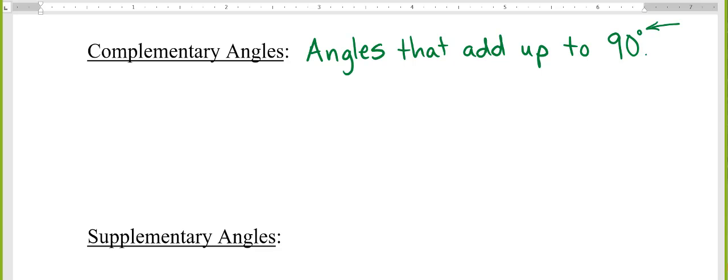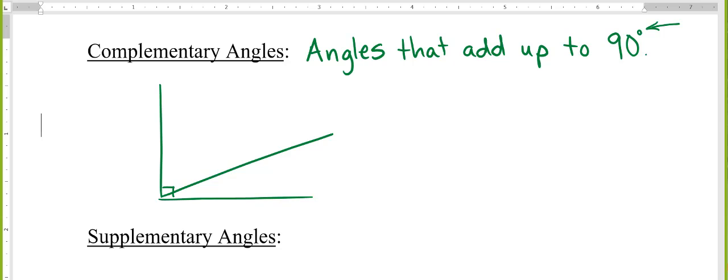So you don't have to write the word out degrees. Okay, hopefully from last week or at some point, y'all learned what a right angle was, right? It added up to 90 degrees. So that would be an example of complementary angles. There are two angles that add up to 90 degrees.